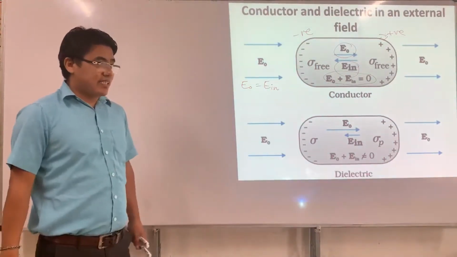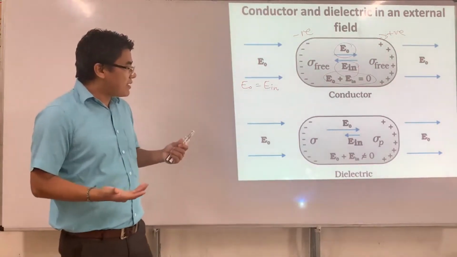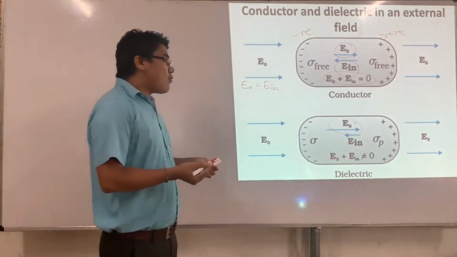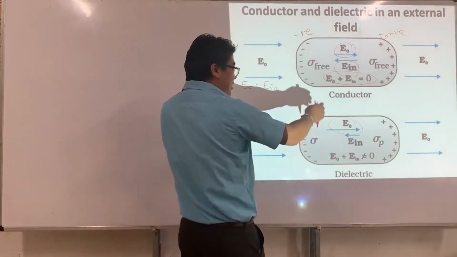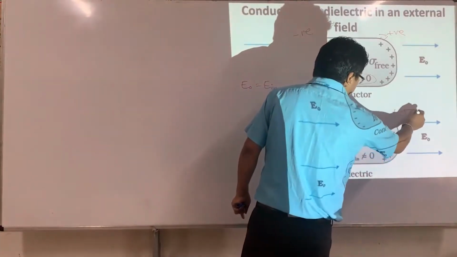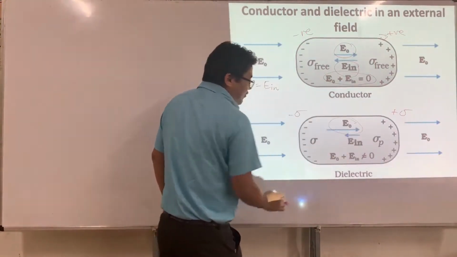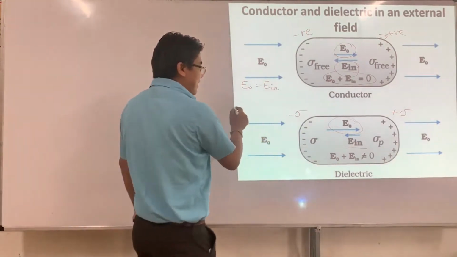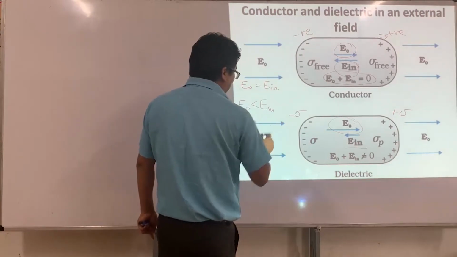When I have a dielectric, since a dielectric has no free charge carriers, what happens is that this is the external electric field, and when I apply external fields, this external electric field will create a negative charge surface at this side and a positive charge surface at that side. However, the electric field due to these two charge surfaces, what we call the induced electric field, is always less than the external electric field. So I can write it like this. This is always less than this.